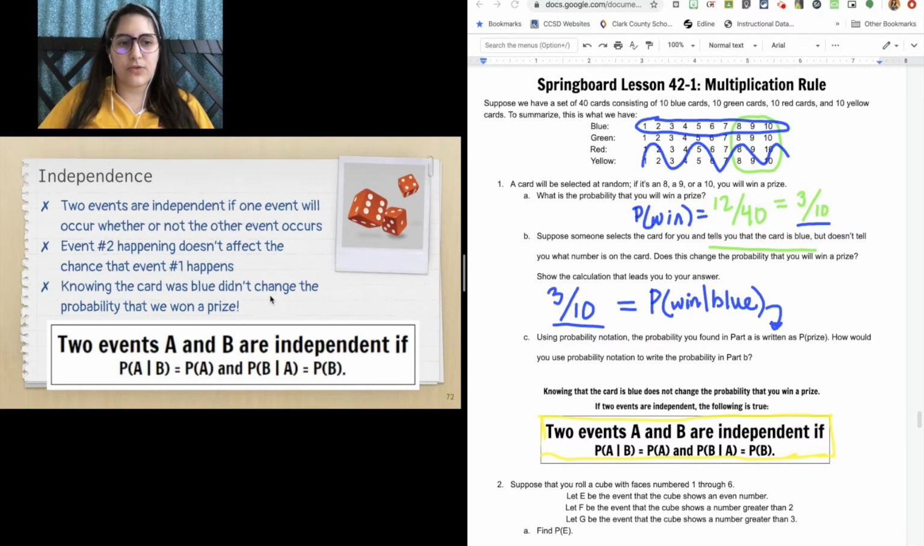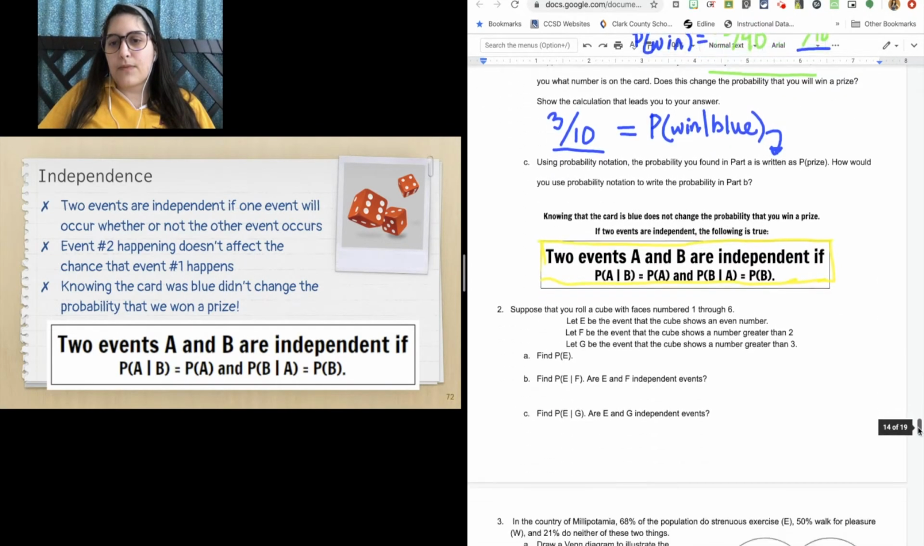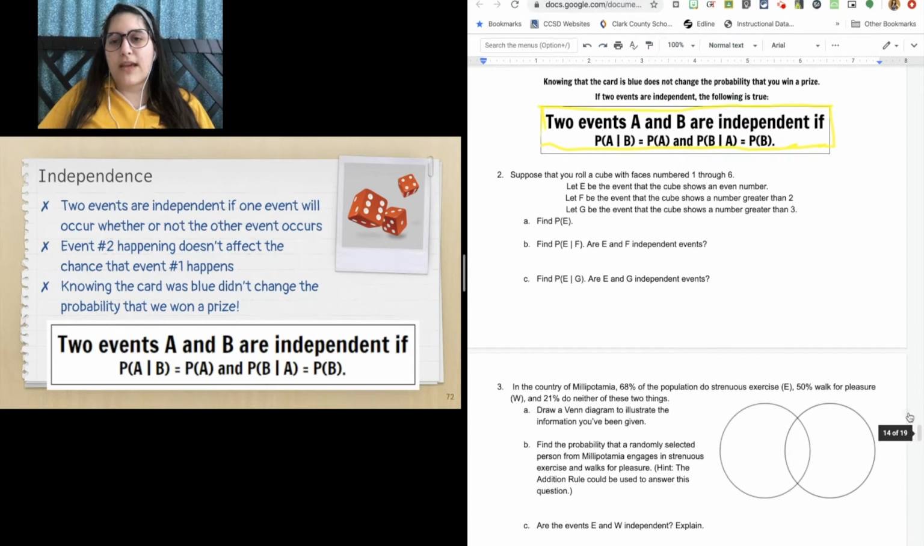Whoops, I went a little too far here. Okay, I want to show you what it'll look like here when things are independent and when things are not independent. Okay, so let's look at number 2 here. So in this problem, I'm rolling a dice, basically, right? But instead of little dots, there's numbers on them, like 1, 2, 3, 4, 5, and 6.